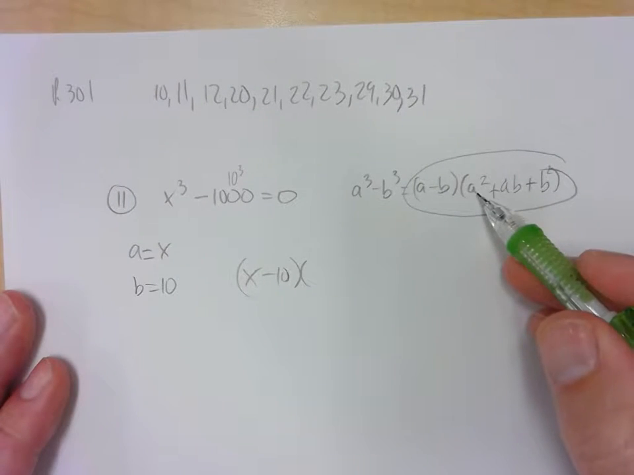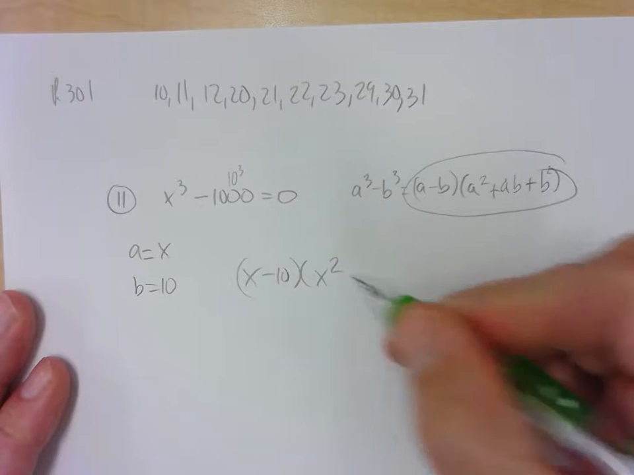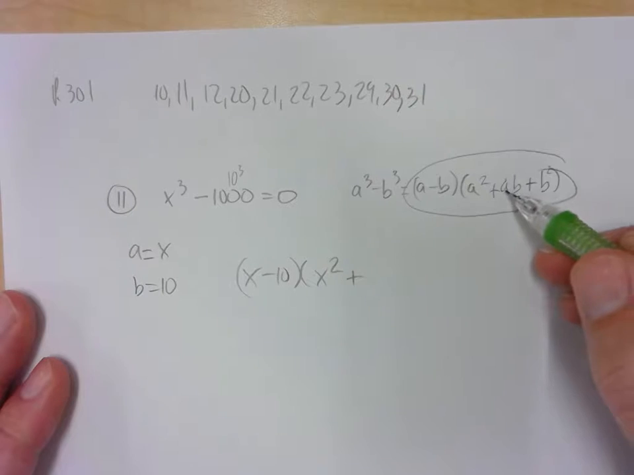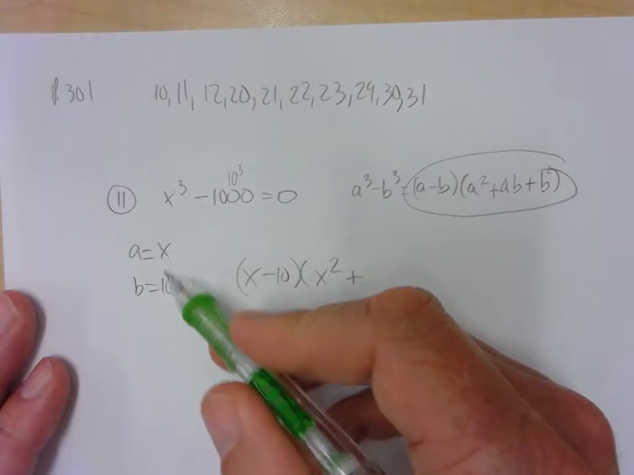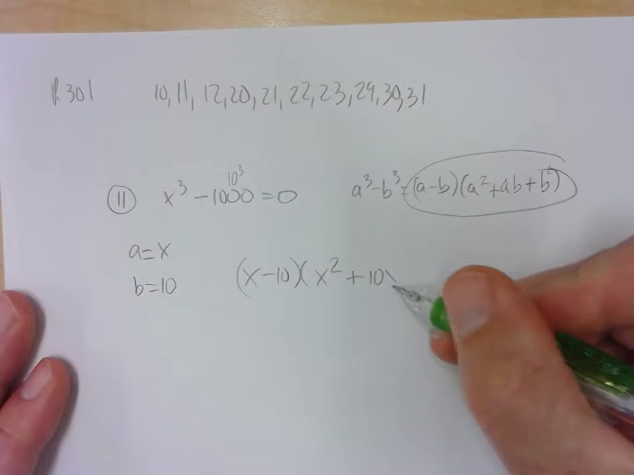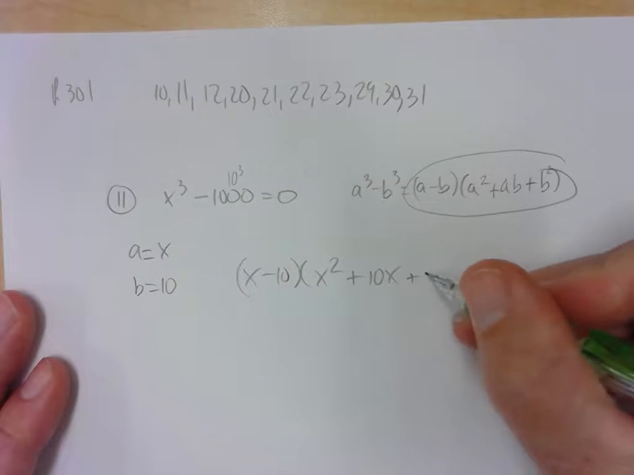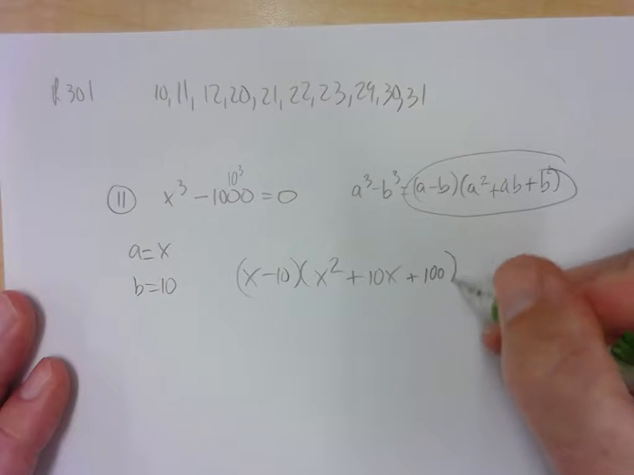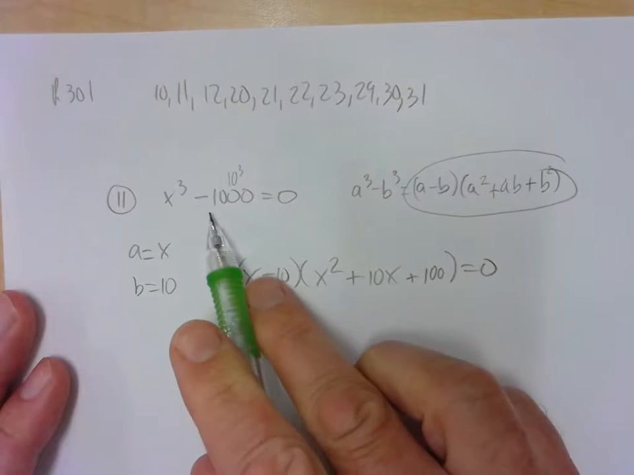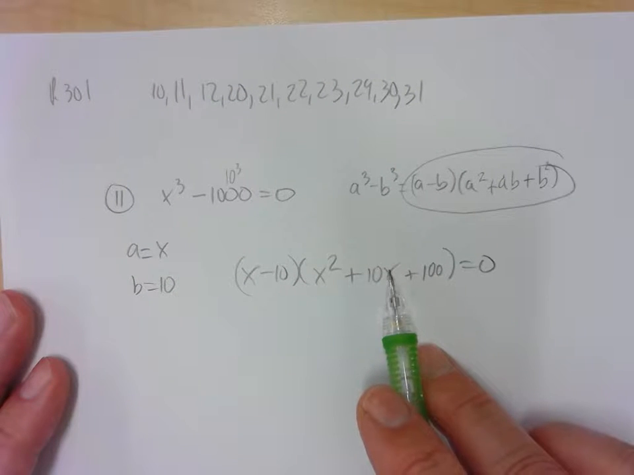Then you plug your a there, which is the x. So you get x squared plus, then you multiply a times b together. So that'd be x10, but we don't write x10, we write 10x. And then b squared would be 10 times 10, which is 100. So this is now factored. Unfortunately, this doesn't factor again. So we're stuck with that.